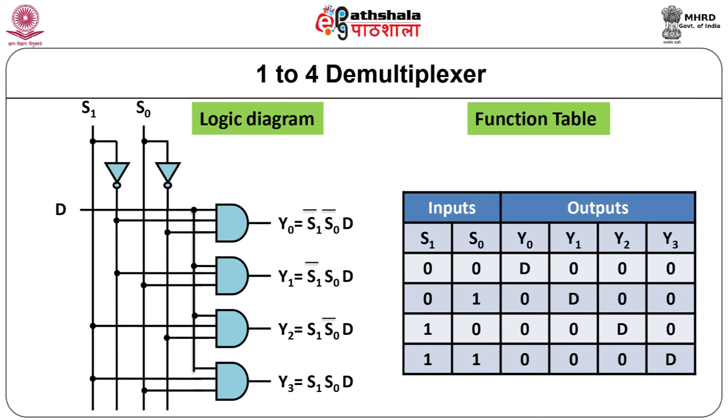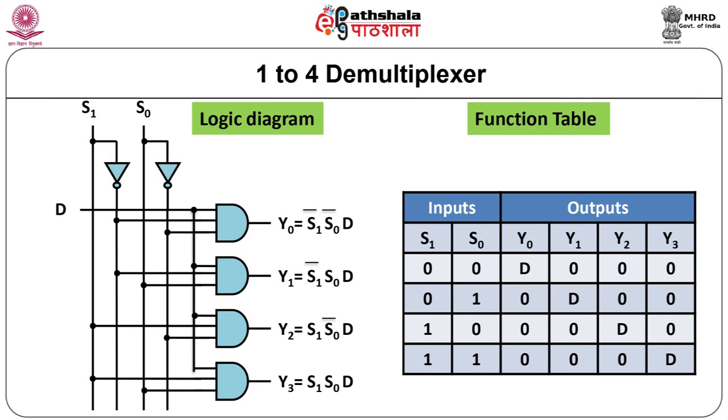The 2 select lines can be in complemented or uncomplemented form, so naturally we will require 2 inverters or NOT gates. We can apply the common data input to all 4 AND gates. The other 2 inputs depend upon the corresponding output. As seen from the function table, the first output can be obtained only when S1 bar and S0 bar are active. Similarly, the output Y1 is enabled when S1 bar and S0 is active, whereas Y2 is enabled when S1 and S0 bar is active, and Y3 is enabled only when both S1 and S0 are active.